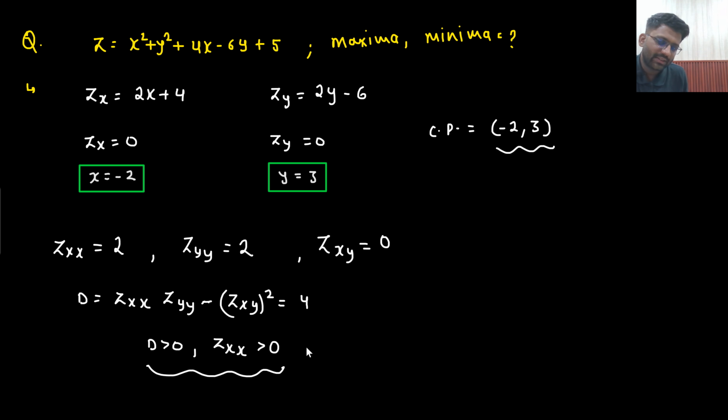Both of these conditions are there. What does that mean? There is a point of minima. What is the point of minima? The point of minima is minus 2 comma 3. There you go, this is the answer. Minus 2 comma 3 is the point of minima.